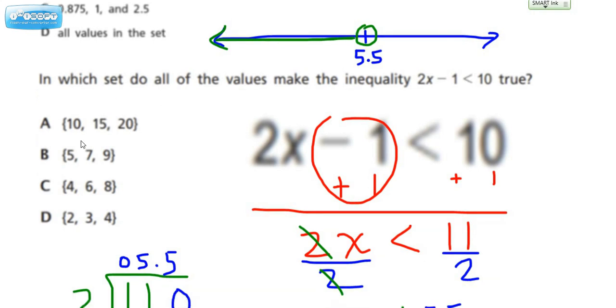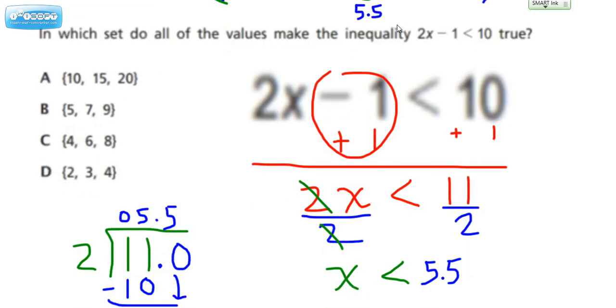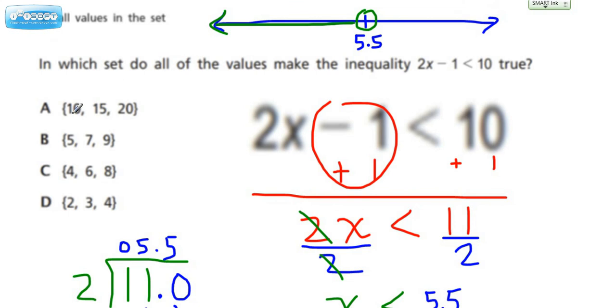Now if we look at the choices, 10 would be over here somewhere. So that's because that's greater, and quite frankly the rest of them are as well. Let's eliminate that as a choice. 5 is in the right spot, but the 7 and the 9 are not. So because that's true, even though we have one number that does meet the criteria, the others do not. So B is no longer a contender.